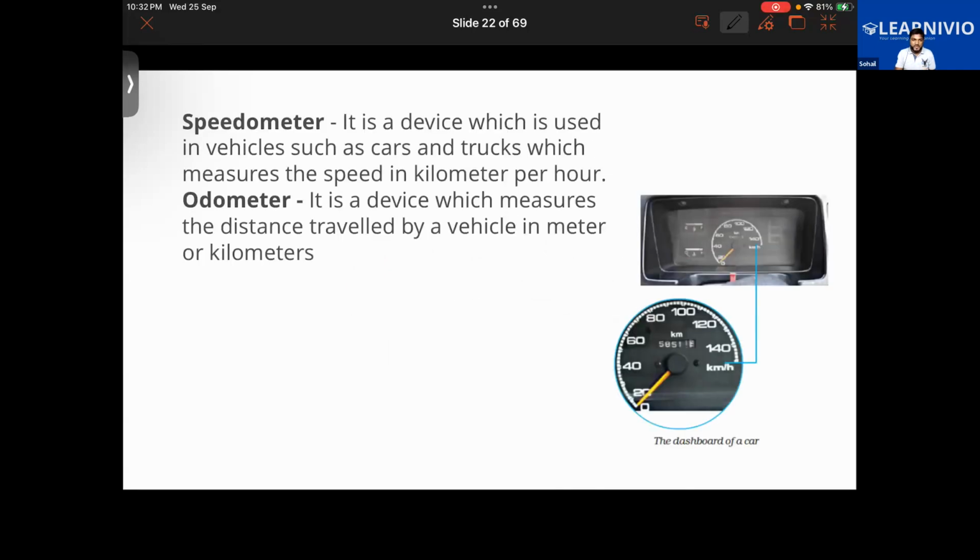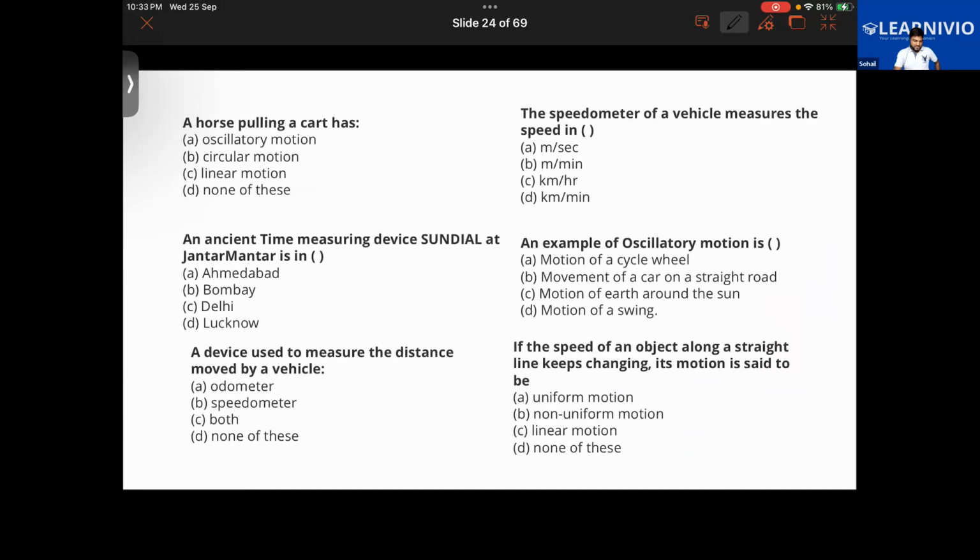Speedometer and odometer, I think everyone knows. What is the difference between the two, guys? The speedometer measures the speed in kilometers per hour or miles per hour at which the vehicle is traveling. And the odometer measures the total distance traveled by the vehicle so far. So that is the thing.